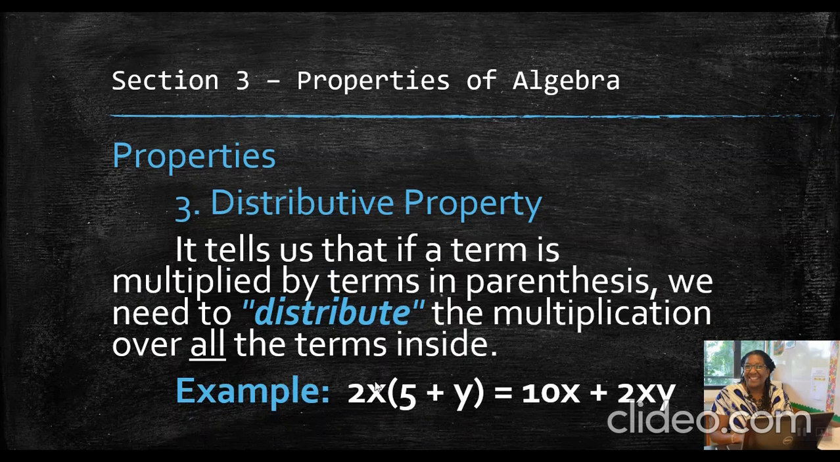Many times students distribute to the first term and forget to distribute to subsequent terms, but the distributive property says that you have to distribute to all the terms inside the parentheses. To help you remember, it could be something like distributing candy, or a warehouse that distributes things to different grocery stores. They have to distribute to all the stores in order to be effective.